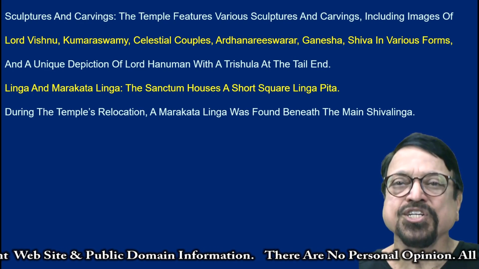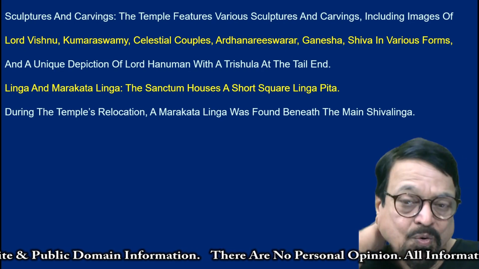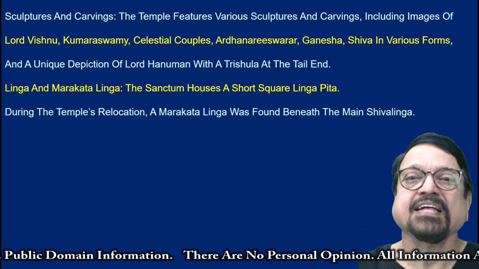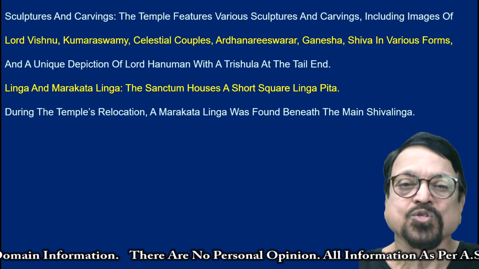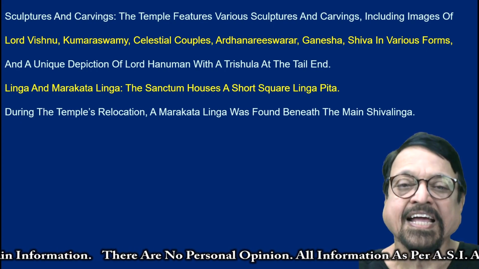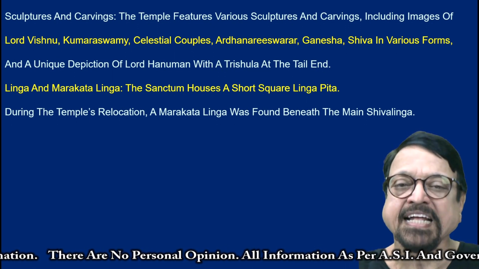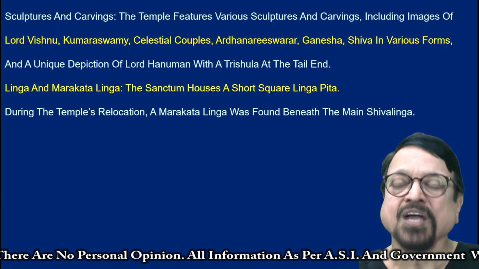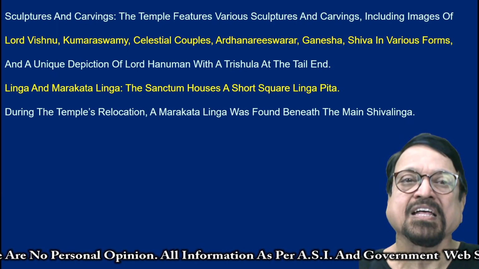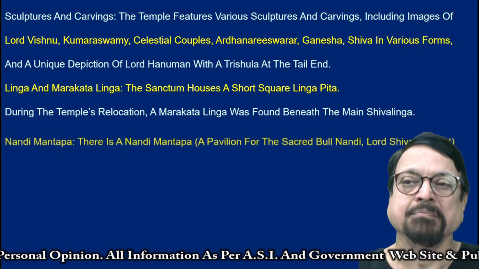During the temple's dismantling, when the temple was relocated, the Manakata linga was found. So earlier they found only the linga, but when they were dismantling this temple to reconstruct it at some other site, they found this, which was beneath the main Shivalingam, and both are kept in this temple.